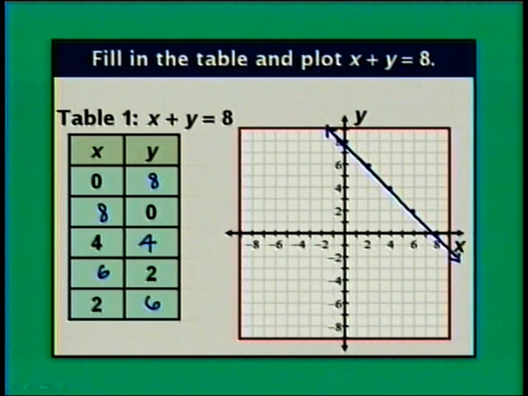Looking at this line, it looks like 1, 7 might also be a solution to this equation. Let's see if it really is. If x is 1 and y is 7, 1 plus 7 indeed does equal 8. So the ordered pair 1, 7 is a solution to this equation.